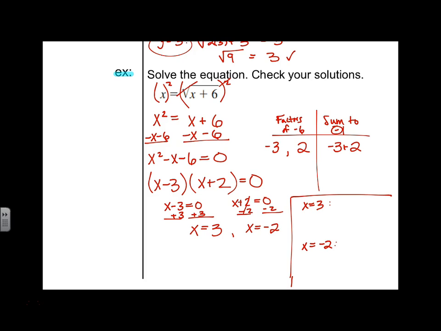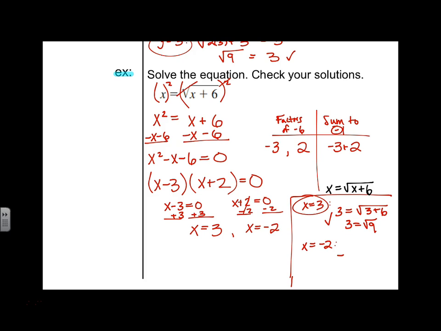If I plug in x equals 3 to the original equation, x equals the square root of x plus 6, we can say, Johnny's already plugging it in his head, and that's good, but we have to double check. 3 equals the square root of 3 plus 6. Is 3 the square root of 9? Yes or no? Yes. So is this a good solution? Yes.